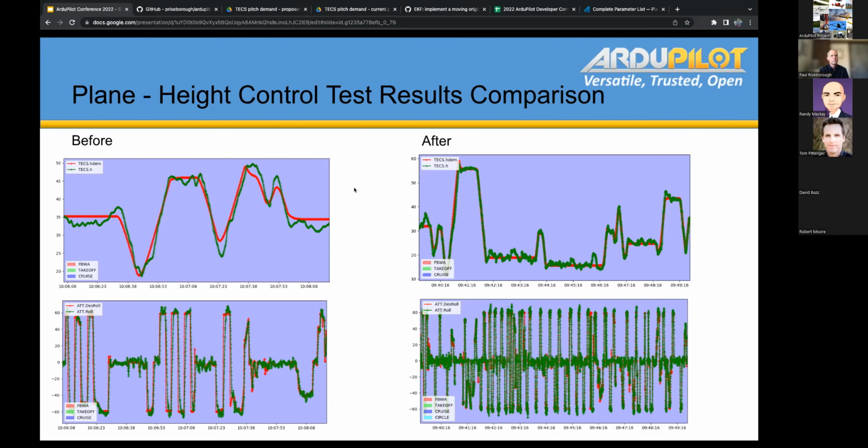I think there are quite a few people who find the TECS control difficult to get right, particularly for fixed-wing landing. But even in up and away flight, it can be quite difficult. So this is a really nice move in the right direction. Thanks, Paul. Yeah, I think this is something I need.